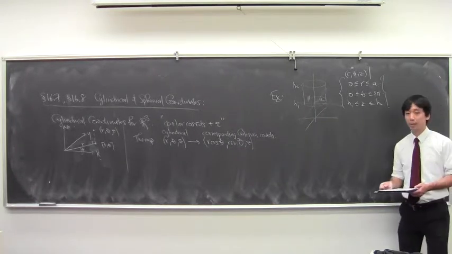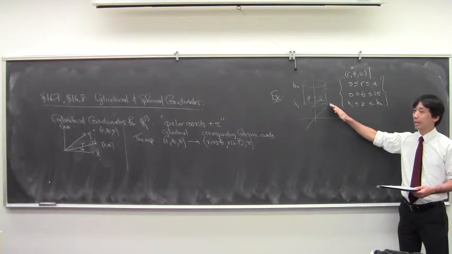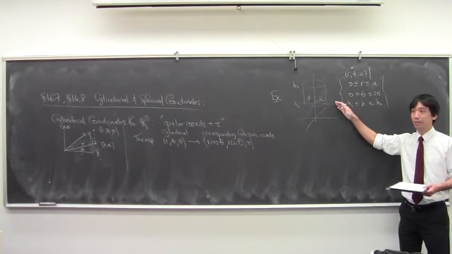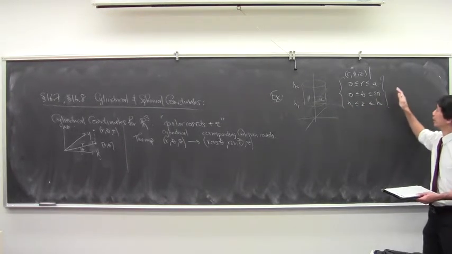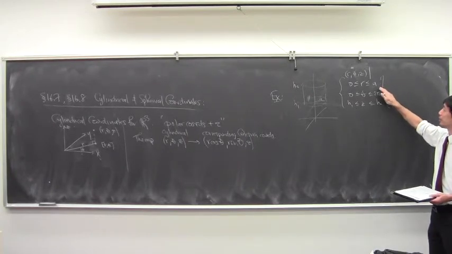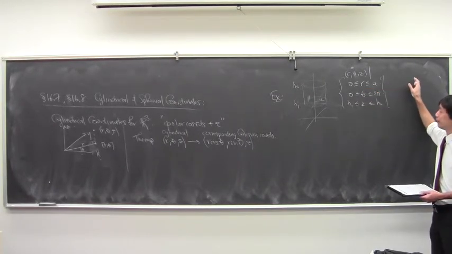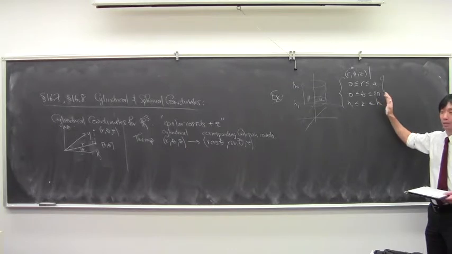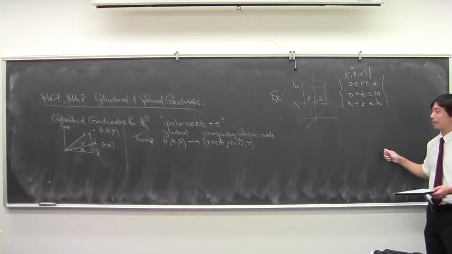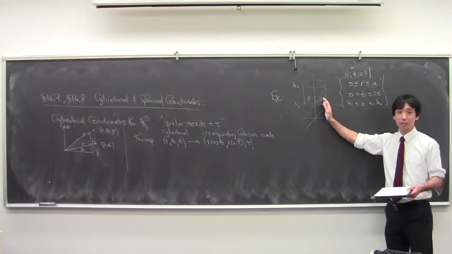So this is, you know, the analog of a parallelepiped, right? The cylindrical one. If you had something like this in Cartesian coordinates, it would be a parallelepiped, right? And here it's going to look like this.